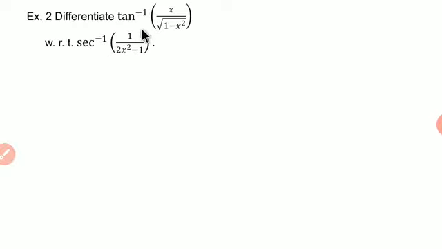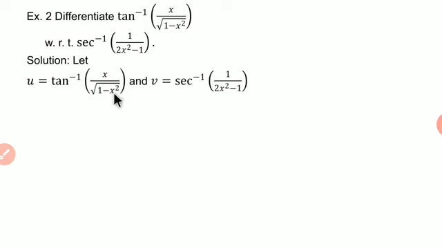Now example 2. Example 2 is: differentiate tan inverse of x upon square root 1 minus x square with respect to sec inverse of 1 upon 2x square minus 1. In the solution, let u is equal to tan inverse of x upon square root 1 minus x square and v is equal to sec inverse of 1 upon 2x square minus 1.